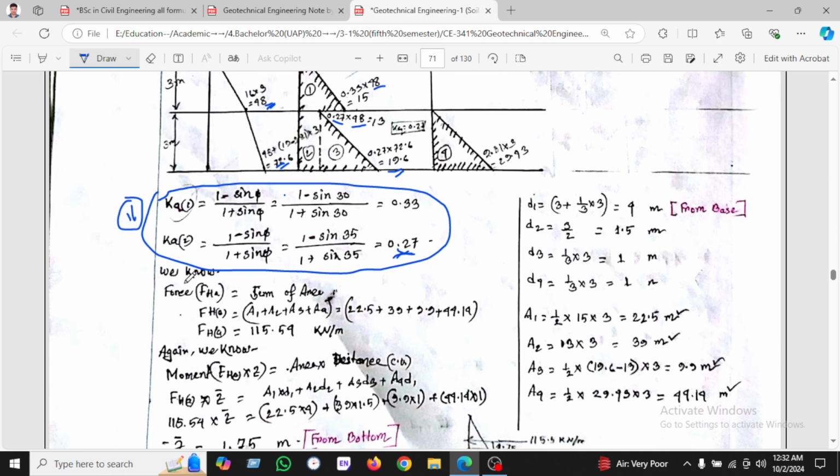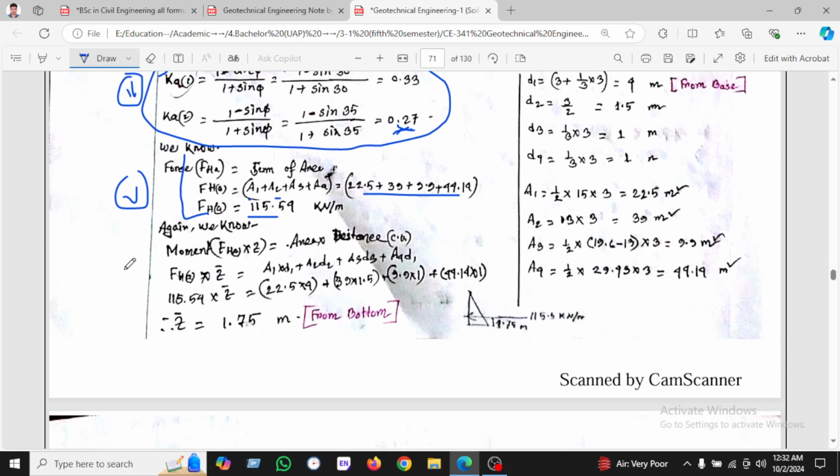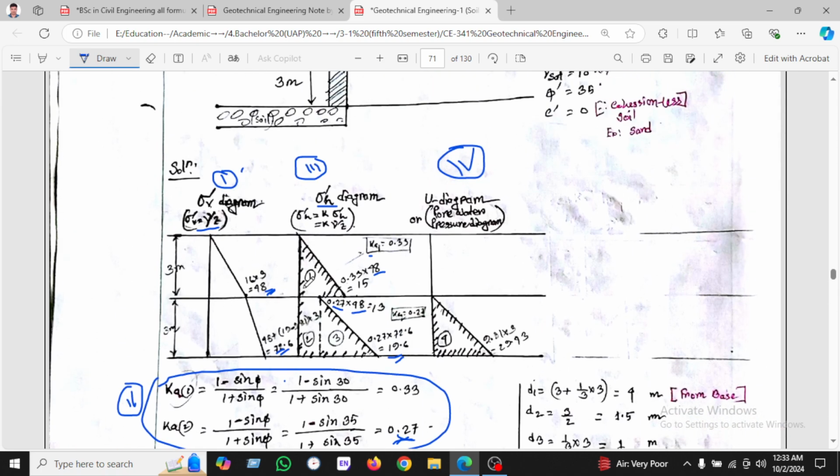Now we will get the 5th step. We will sum all the areas here, area 1, 2, 3, 4, and found all the active pressure, 115.5 kN, and this is the 6th step, which is moment, force into perpendicular distance, area into distance. We will take A1 into D1, A2 D2, A3 D3, A4, A5. See, this is the A1, 2, 3, 4.